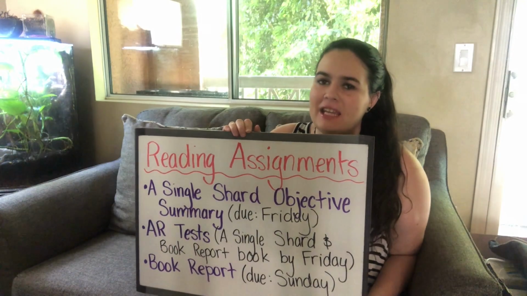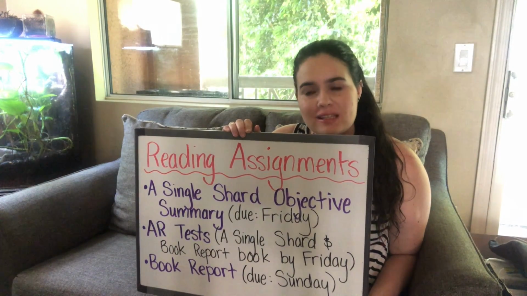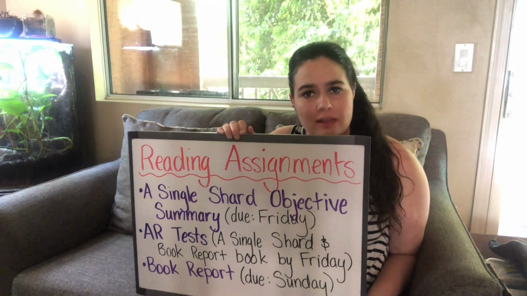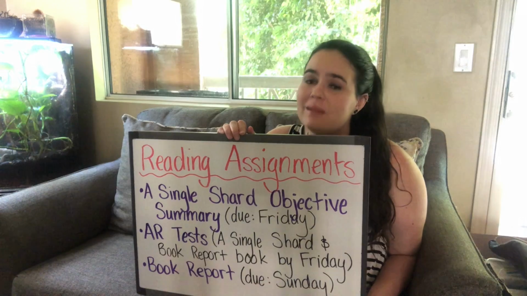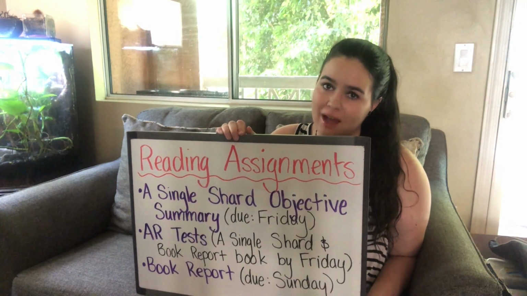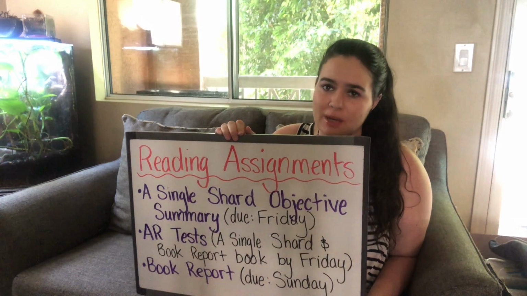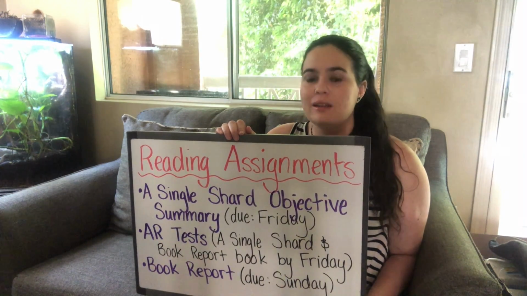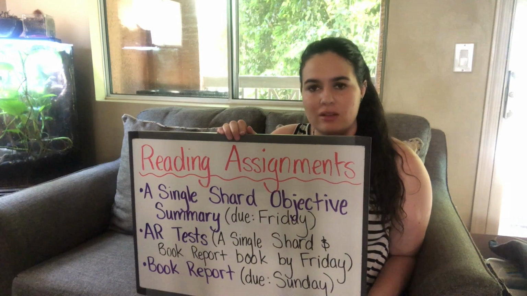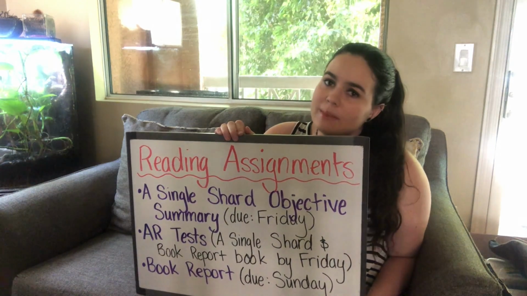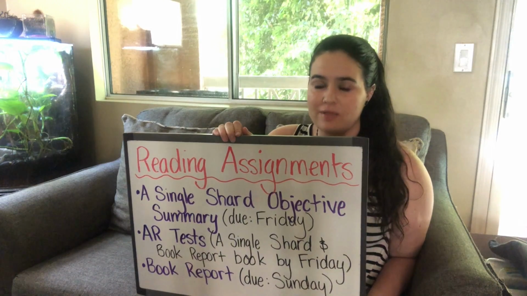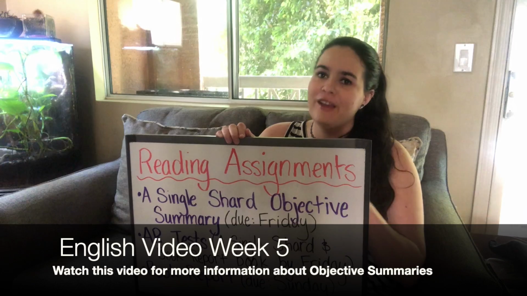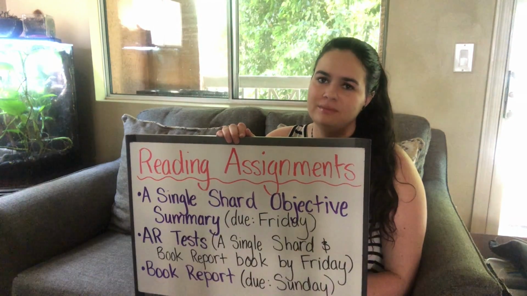Hello everybody, I am here to talk about your reading assignments for this week. So for this week you don't have quite as many assignments, and this is because you have some pretty big projects that you're going to be wrapping up that I really want you to focus your time on. So the first assignment that you will have for this week is to write an objective summary of a single shard. We talked a little bit about objective summaries in last week's video, so if you need a little refresher on what an objective summary is, you're going to want to go back to that last video.